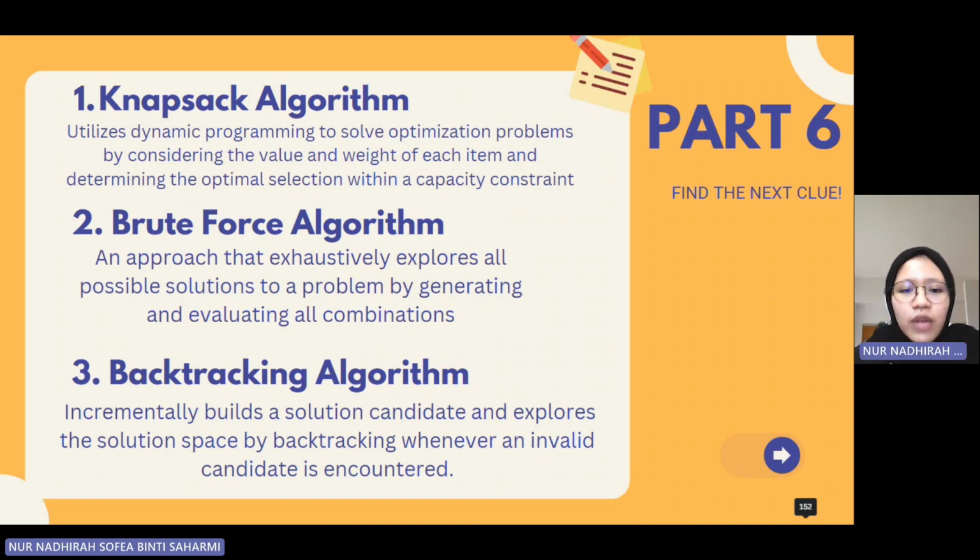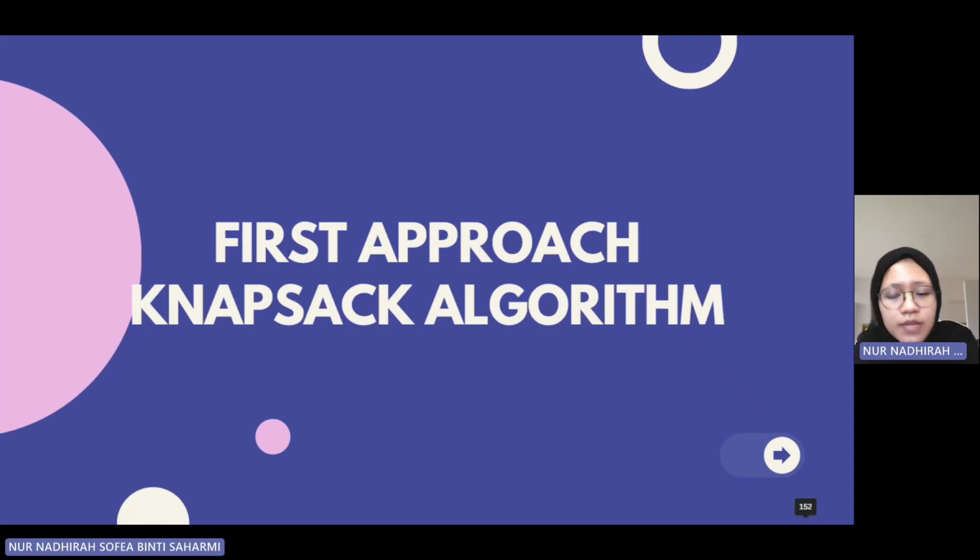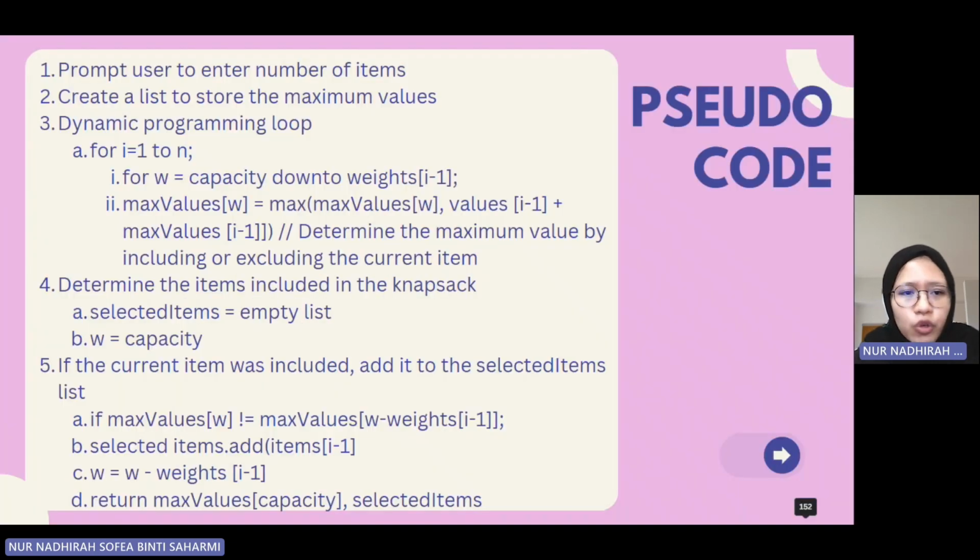Now I'll explain more about the first approach, which is the knapsack algorithm. This is the pseudocode for this algorithm. Firstly, we prompt the user to enter the number of items. Then we create a list to store the maximum values. Then the dynamic programming loop starts. In this loop, we iterate from 1 to the total number of items, which is n, and then iterate from the maximum weight capacity down to the current weight. Then we calculate the maximum value at the current capacity by comparing the maximum value at the current capacity with the value of the current item plus the maximum value obtained by excluding the item.